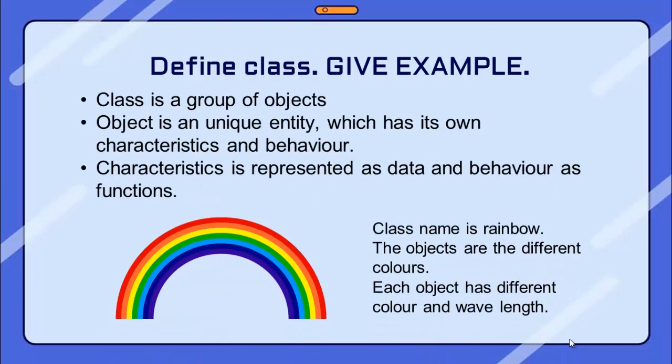Define class, give example. A class is a group of objects, each an unique entity which has its own characteristics and behavior. Your characteristics are represented as data and behavior is represented as function. So the class name here is a rainbow. The objects are different colors. Each object has a different color and wavelength.